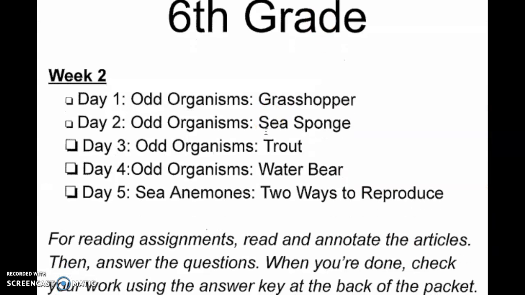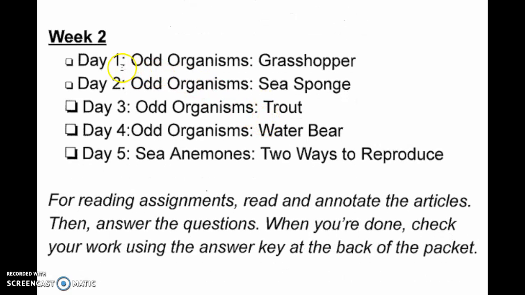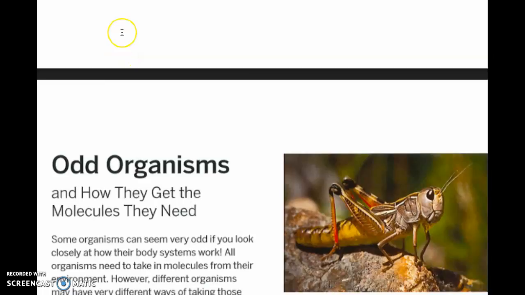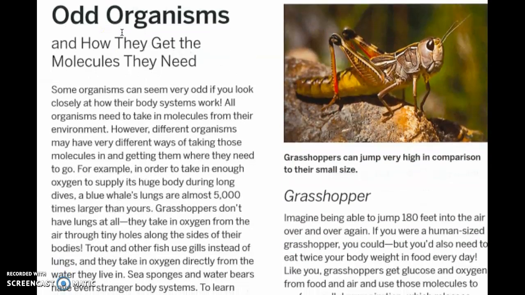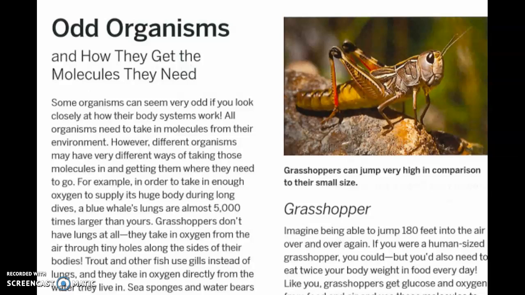Okay, so day 1 of week 2. Let's go through this. And if you don't have your packet, that's totally fine because you are able to pause the video at any point and you'll be able to read this. I'll be reading through everything so that you can follow along. All you need is a blank piece of paper. It doesn't need to be the exact packet to be able to complete this.